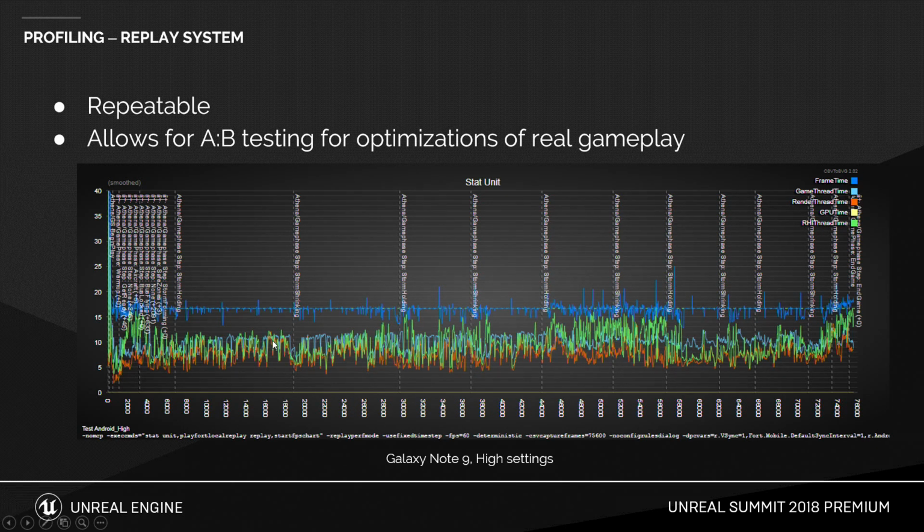And below that, the green line is probably the other one to watch, which is the RHI thread time, which is on Android what we're mostly limited by.